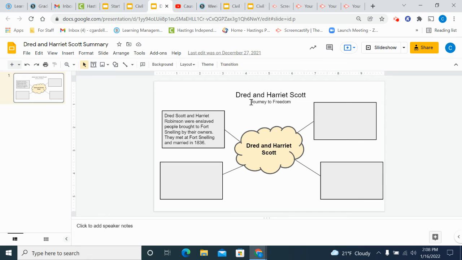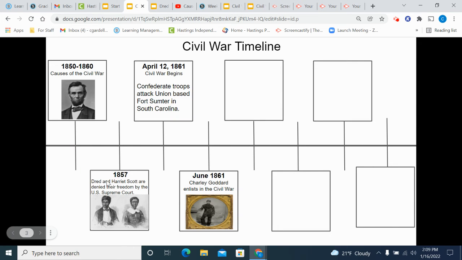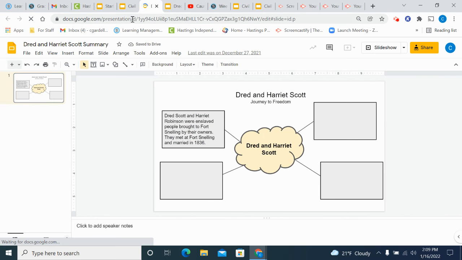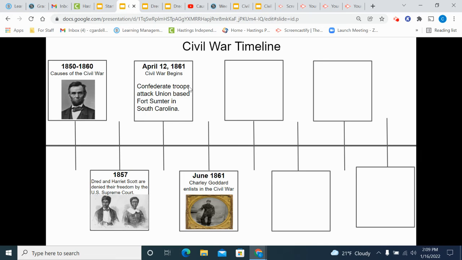I don't have my mind map 100% completed, but I just wanted you to see this is another idea you can do to add information about, in this case, Dred and Harriet Scott. Because if I simply just look at my timeline, it gives me some information, but it doesn't go into a whole lot of detail. So that's why I created a link to this mind map to add additional information about those two individuals.